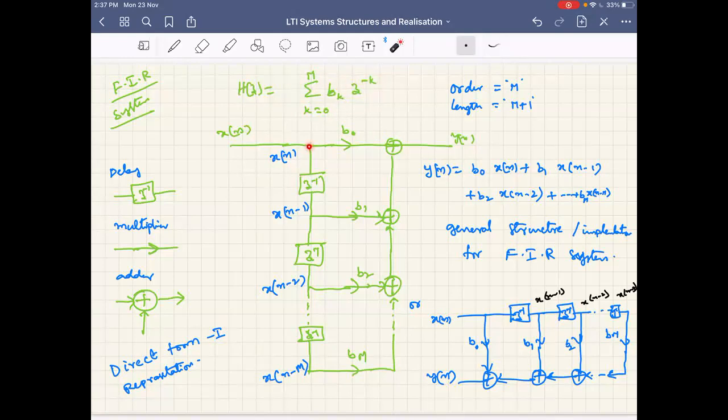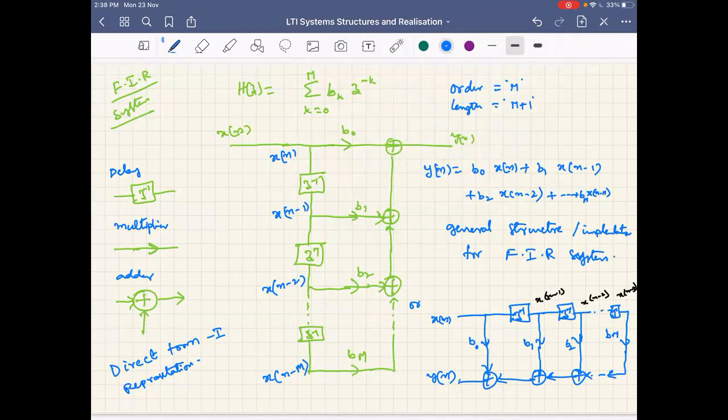But for now, you can understand this is directly realized from the H of z expression which we started with. To realize this, in the input-output relationship we have y of n equal to b0 x of n plus b1 x of n minus 1 and so on, right? Hence we have x of n into b0, x of n minus 1, which we get through a delay, into b1, x of n minus 2 into b2, up to x of n minus m into bm. All these put together give us y of n, right? Another compact version of visualizing this is simply to put x of n here and take y of n from here.